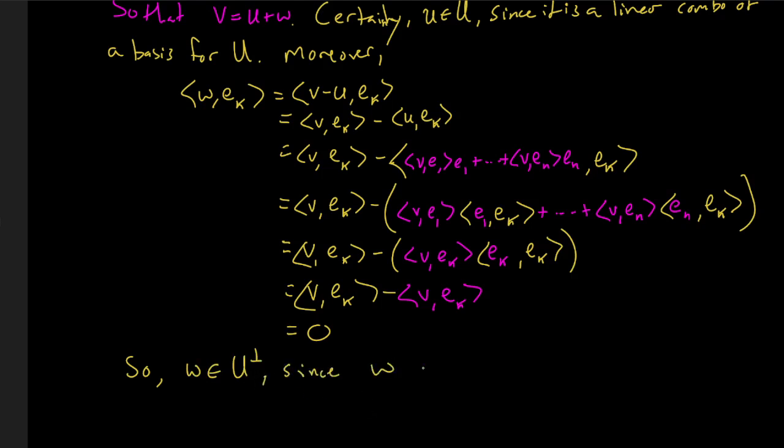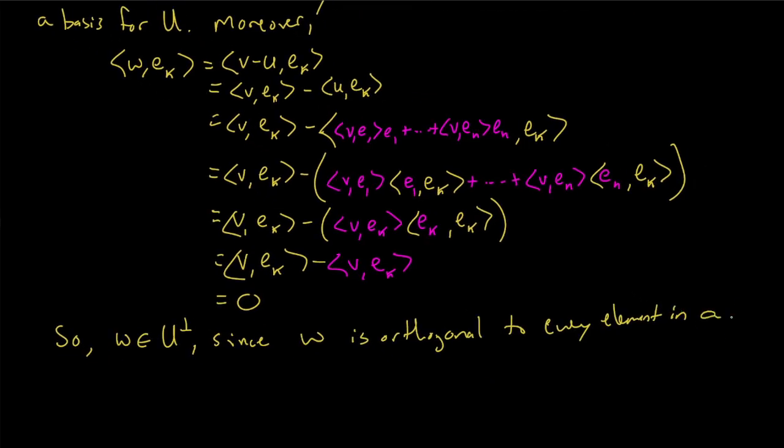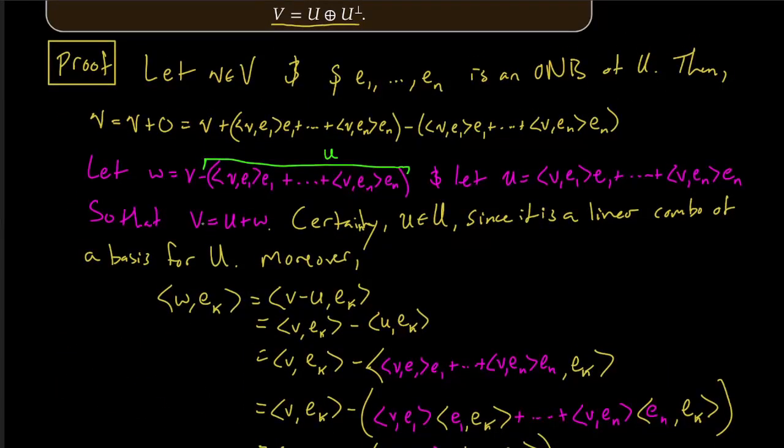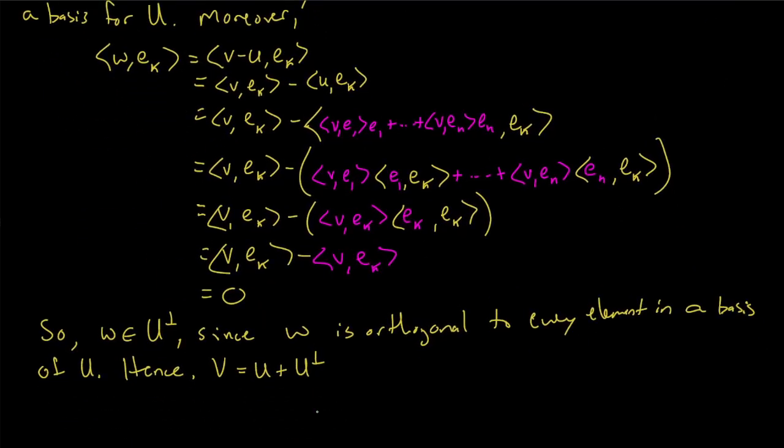Since W is orthogonal to every element in a basis of U. Hence, V is certainly equal to U plus U perp. That is, I just told you exactly how to write V as something that lives in U and something that lives in U perp. It is this U plus W business right here. Okay.